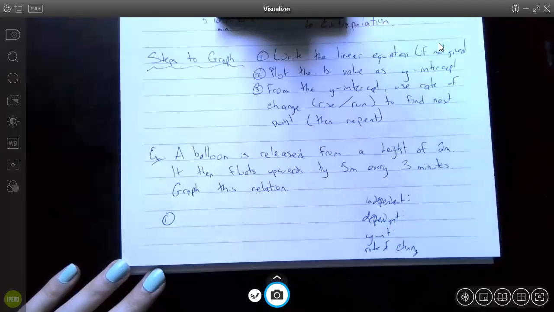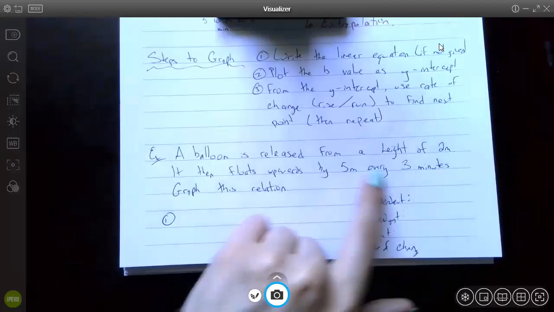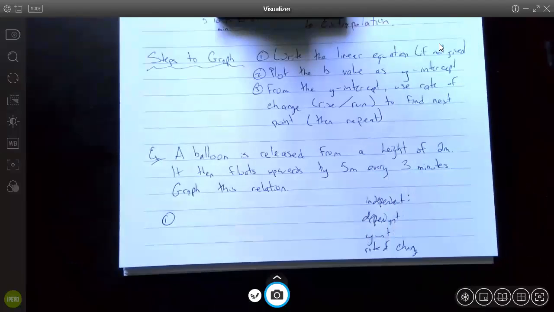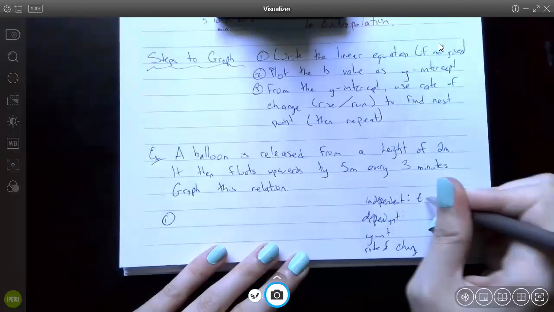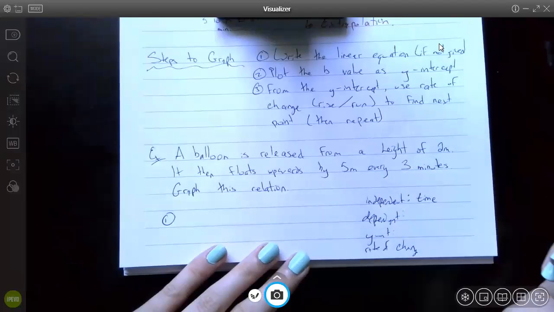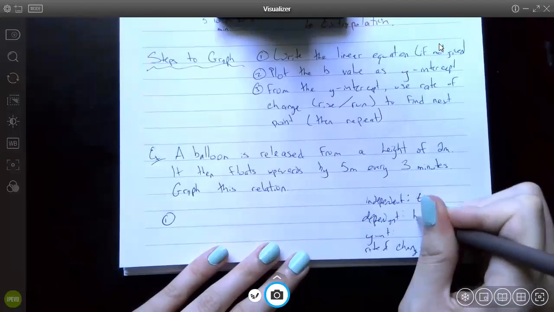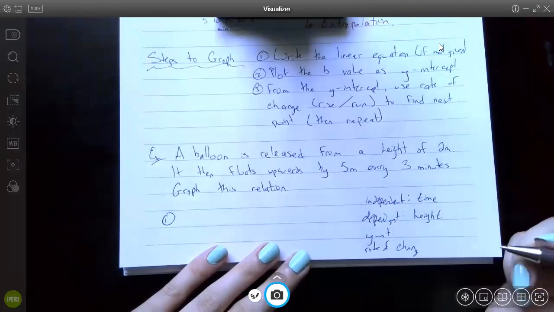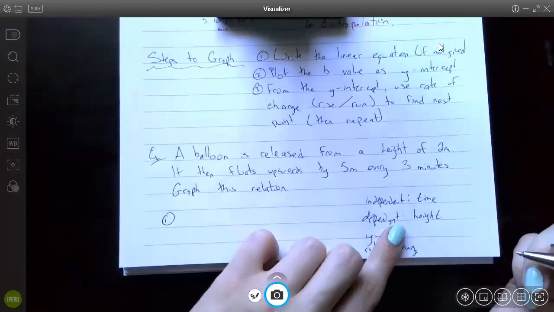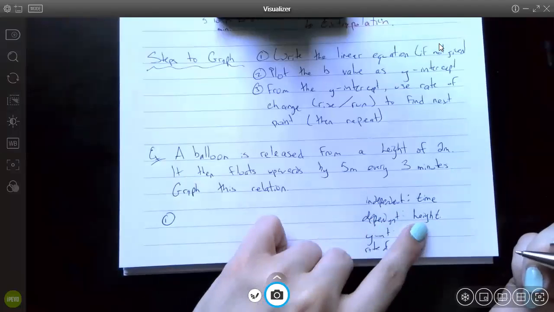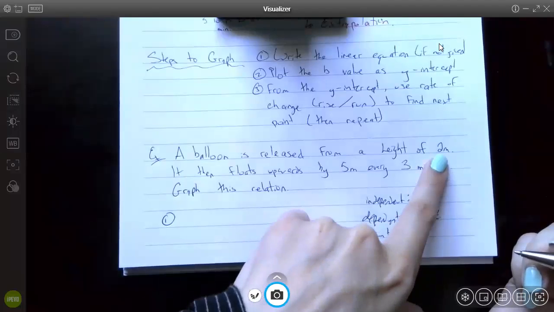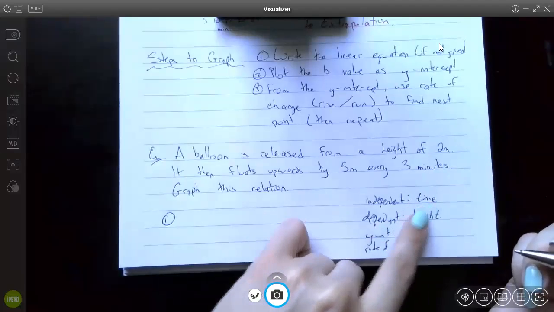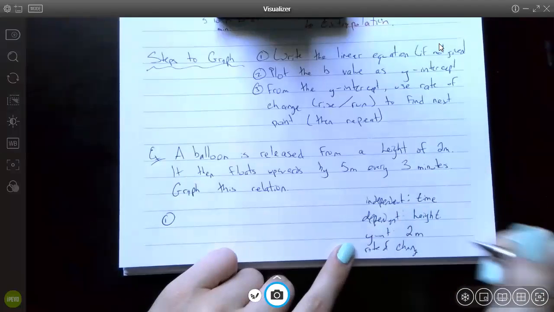So the two things that we're comparing here are height and time. The height, like 5 meters, and the time that's going by. Time is always independent, and then dependent would be the height. The y-intercept is the initial amount. So what does the height start at when time is 0? Our dependent variable starts at 2 meters when the time is 0. So that is going to be our 2 meters.